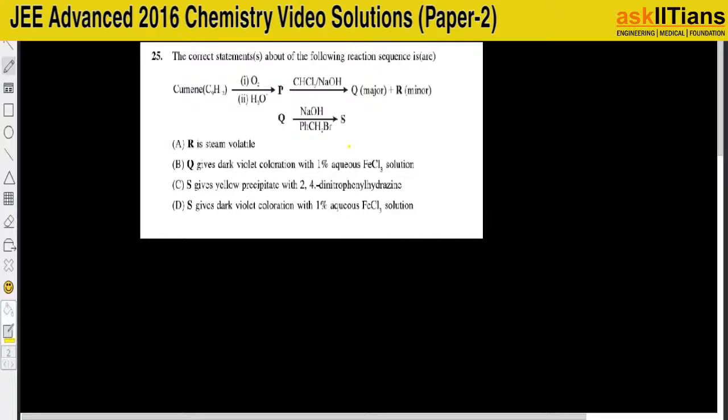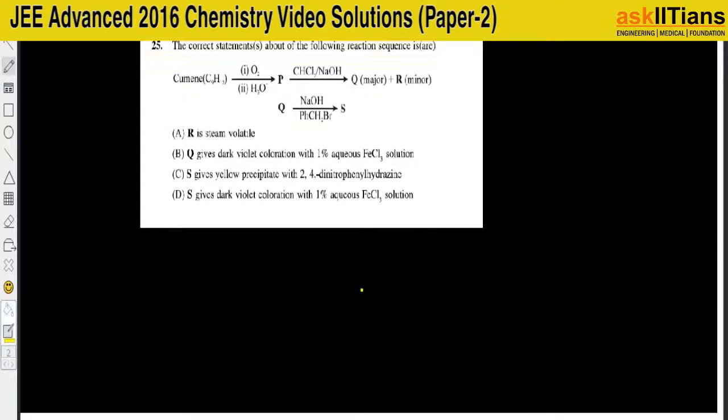The correct statements of the following reaction sequence: cumene, then I'm getting P, then I'm passing it to CHCl3, and getting Q, R. Fine. So cumene, all of you know, is your isopropyl benzene. Cumene is simple isopropyl benzene. So if I have isopropyl benzene and I oxidize it, what should I get? I should simply get a phenol over there.